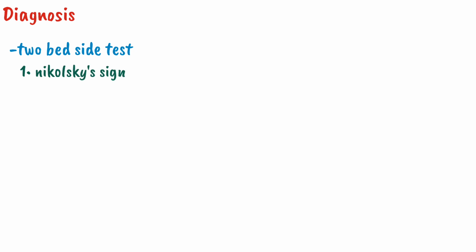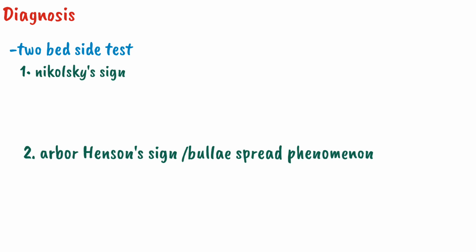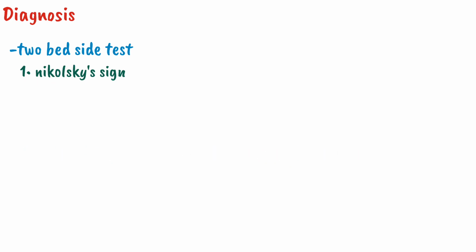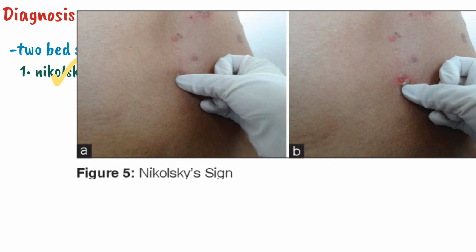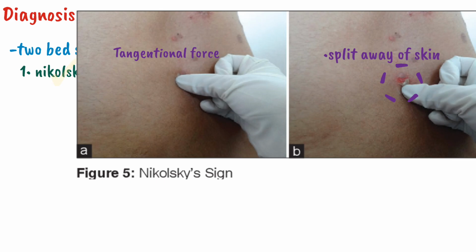Now let's come toward the diagnosis, that is, how we will diagnose a patient of Pemphigus vulgaris. For this we can perform two bedside tests. The first one is the Nikolsky sign and the second one is the Erber-Hansen sign or the bulla spread phenomenon. Let's discuss the Nikolsky sign first. In the Nikolsky sign we apply a tangential force on the bulla. When we apply the tangential force, there will be a splitting away of the skin over the bulla. But in the normal skin which surrounds the bulla, there will also be a splitting away of skin. This is called the Nikolsky sign.